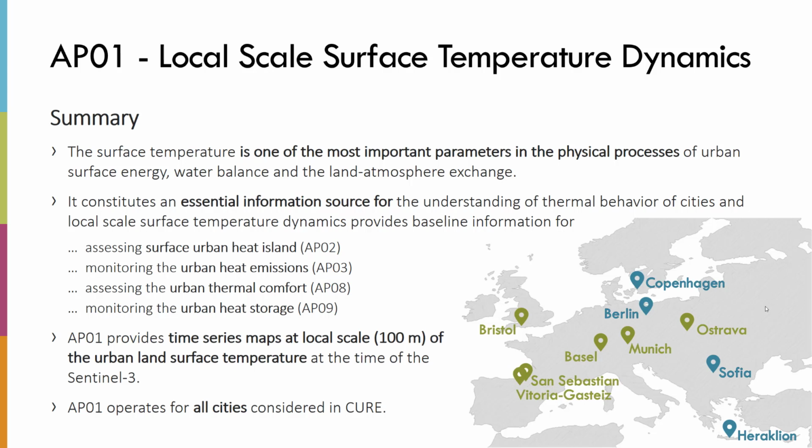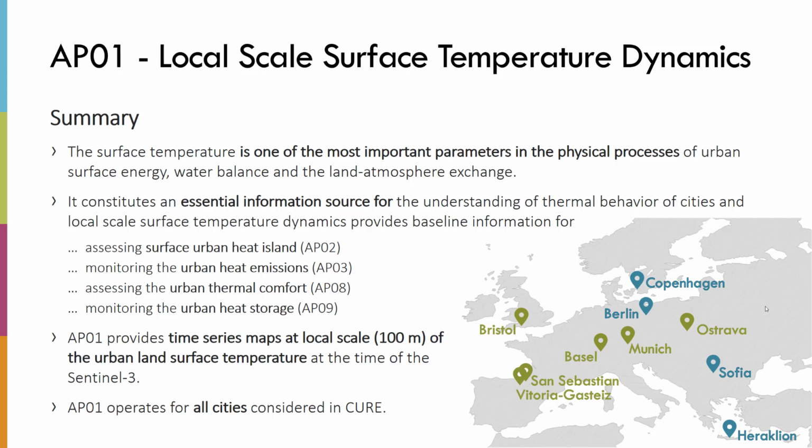In Cure, Application 1 provides time series maps at local scale, that is 100-meter spatial resolution, of the urban land surface temperature at the time of the Copernicus Sentinel-3 satellite, that is 2 to 4 times per day, both for daytime and nighttime.